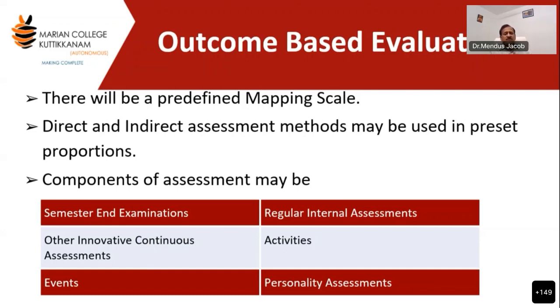Components of assessment may be like assessment examinations. We can have examinations. Then we have regular internal assessments, like internal exams. Then we have other innovative continuous assessment activities or events. We can have personality assessments. You can conduct events, and based on the performance of the student in the event, you can assess them. So all these can be OBE activities to achieve the target of the CO attainment. We can have activities like that.